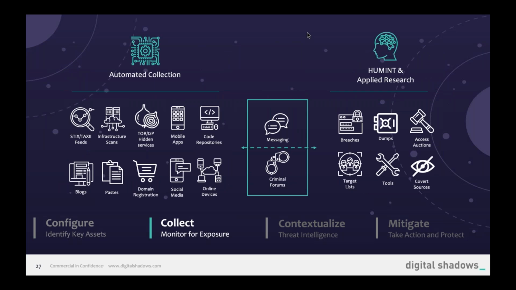Once we have all that information, we can then go and collect. There are a number of different ways we do this. One thing we're really strong at is automated collection, whether that's scraping online, looking at code repositories, or looking at mobile app stores, all these things you see on the left. But the key is that we complement all of that with subject matter expertise. We have a really strong human angle, human intelligence, and applied research, with analysts such as myself working hard to bring added value beyond the automated side.